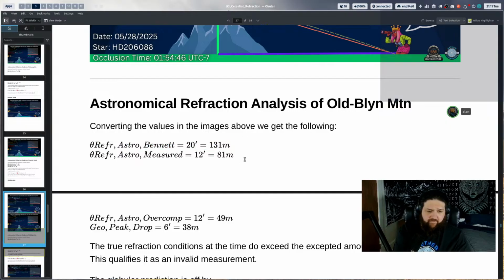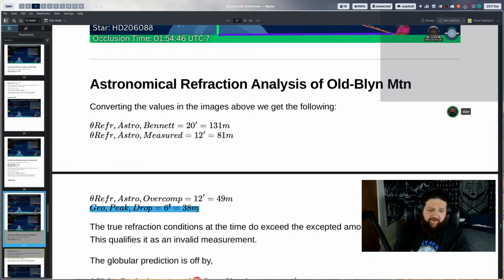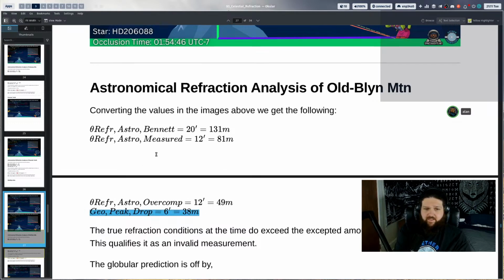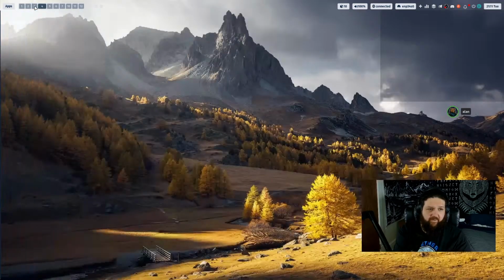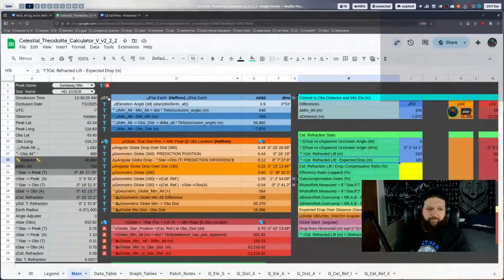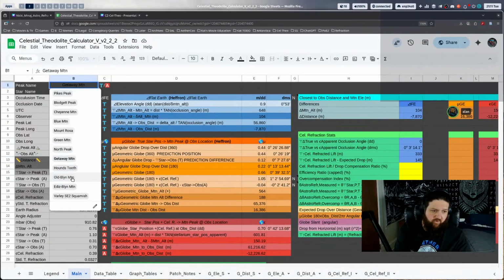And here we have the first case of the measured astronomical refraction amount exceeding the predicted drop over distance. Now this invalidates the measurement, because how can it be said that the Earth is a globe if the amount of refraction had to cancel out the amount of drop over distance that would make the star intersect at a lower angle? And actually I say intersect here, but Blinn Mountain were occlusions.